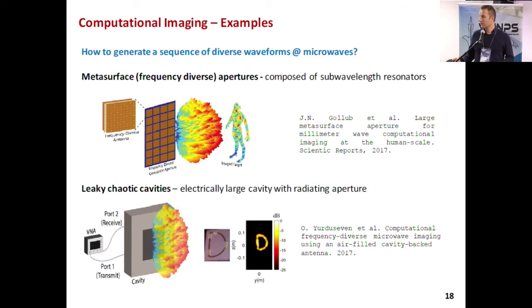We are using what we call a leaky chaotic cavity, leaky because it's opened a bit. There are some holes in order to radiate something. And it's a chaotic cavity, so it's an oversized box in which we have random modes propagating inside the box, and for different frequencies, we are emitting different patterns that are uncorrelated.